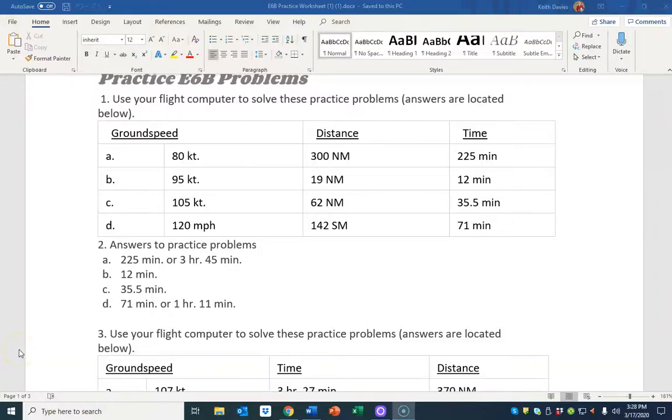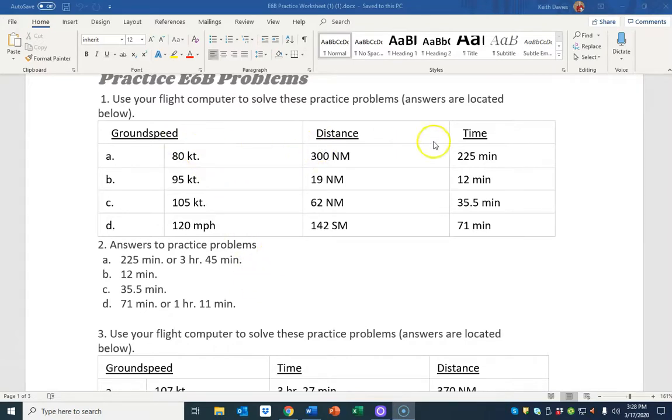This video is for navigation for the E6B problem sheet that I gave you. I'm going to go through how to do each of the problems. I'm not going to do all the problems, but I'll give you the method of doing each of the problems. So for number one, of course, I gave you all the answers here. So hopefully you went through and did it and then use that to check your answers as opposed to just putting the answers in.